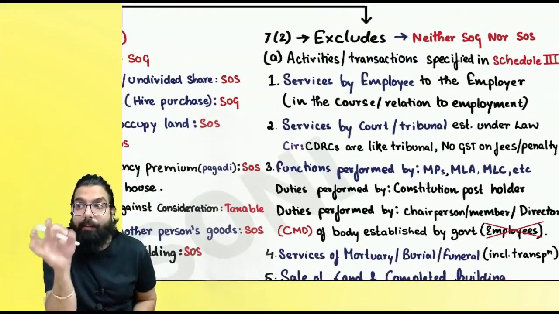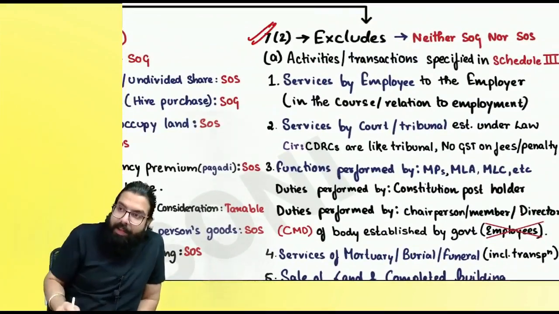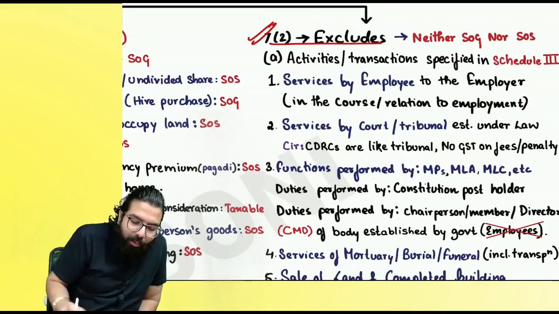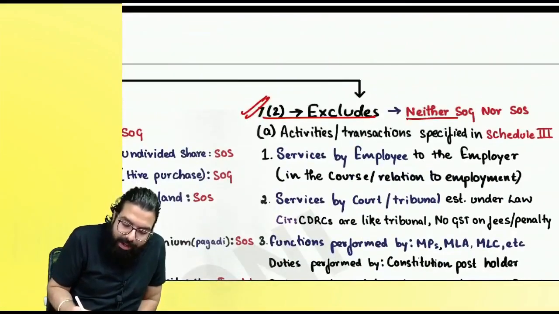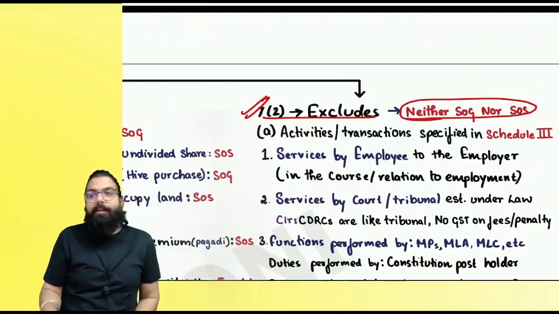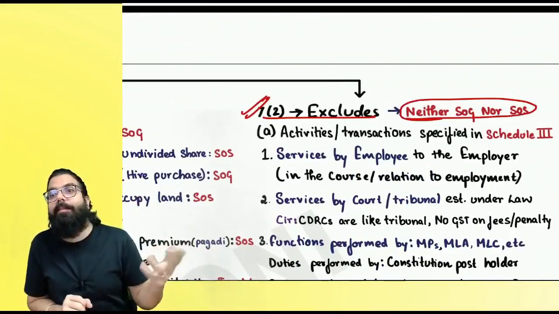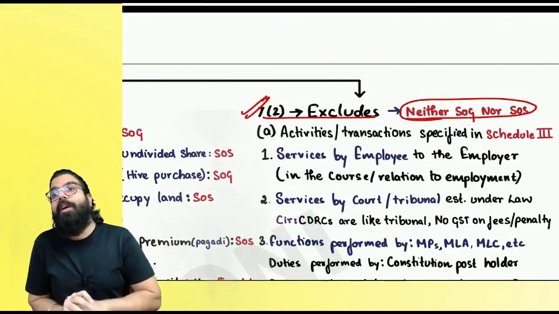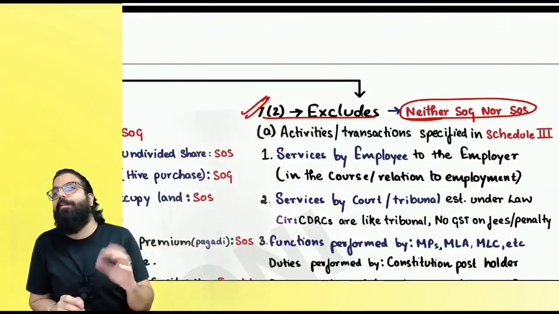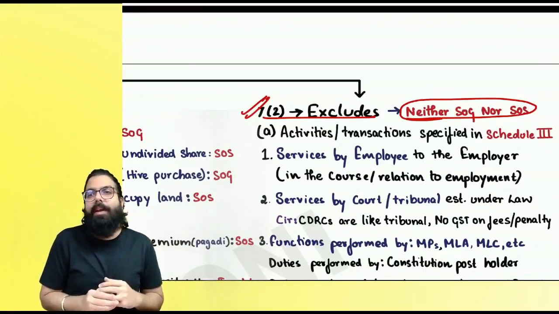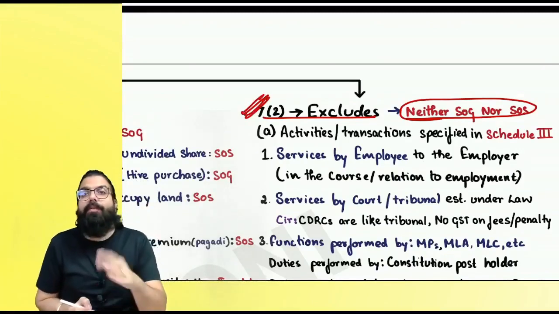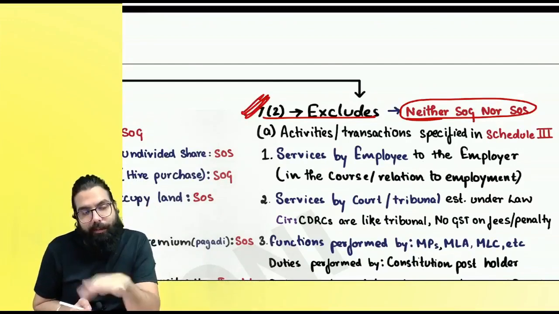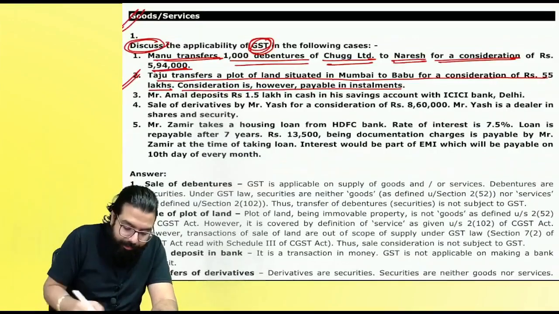Service. But when you read Section 7(2), you will see that sale of land is neither supply of goods nor supply of service. So if I am selling land, it is neither supply of goods nor supply of service, because on sale of land stamp duty comes, GST will not come. Are we clear, everyone? You will learn that when you read Section 7(2). But as of now, land is a service. Next.